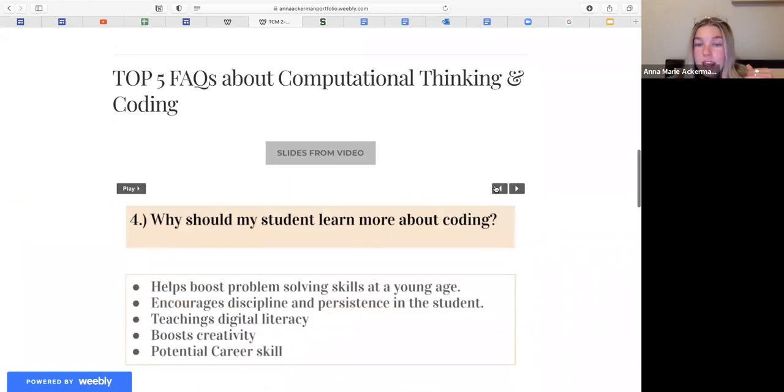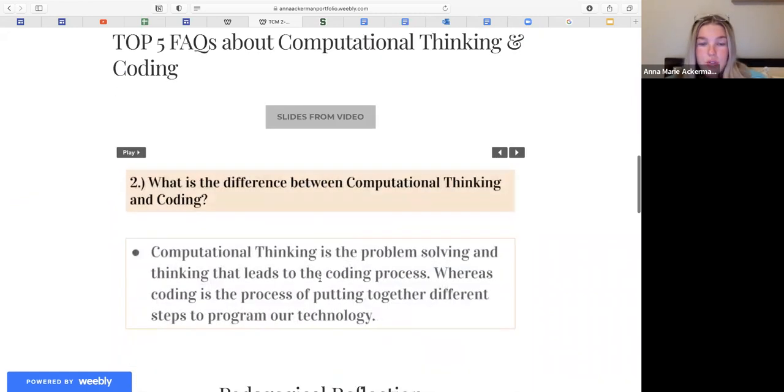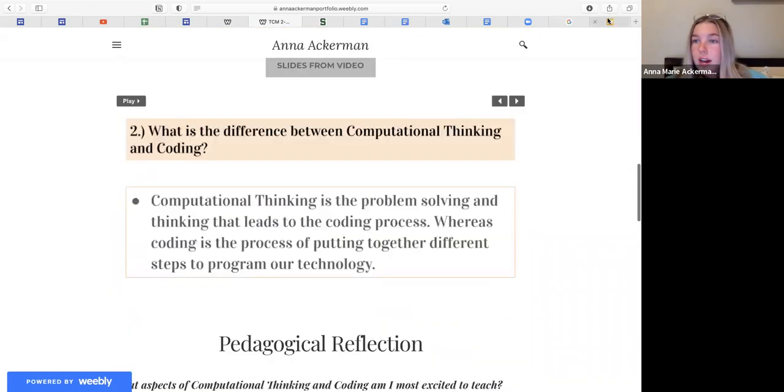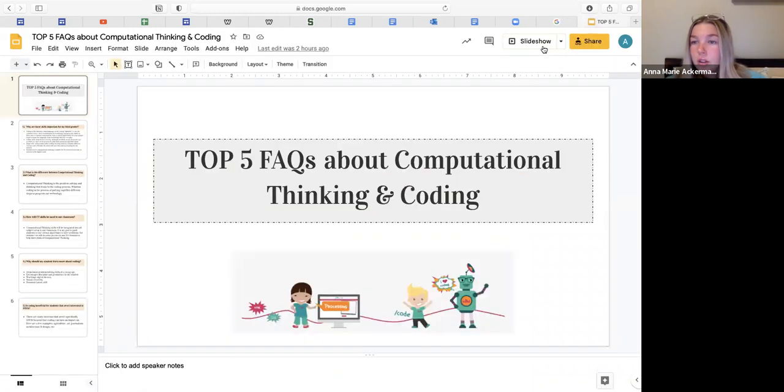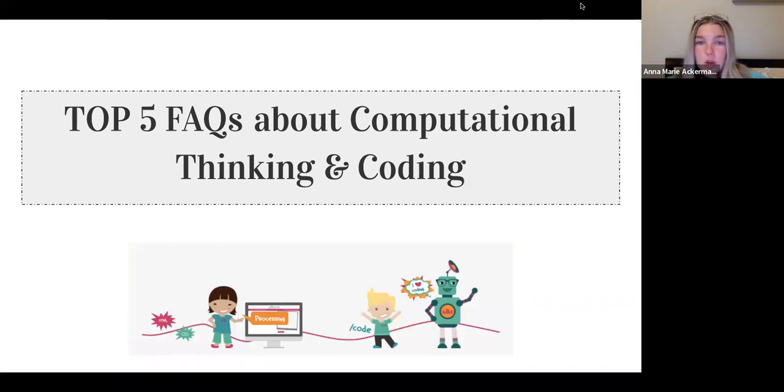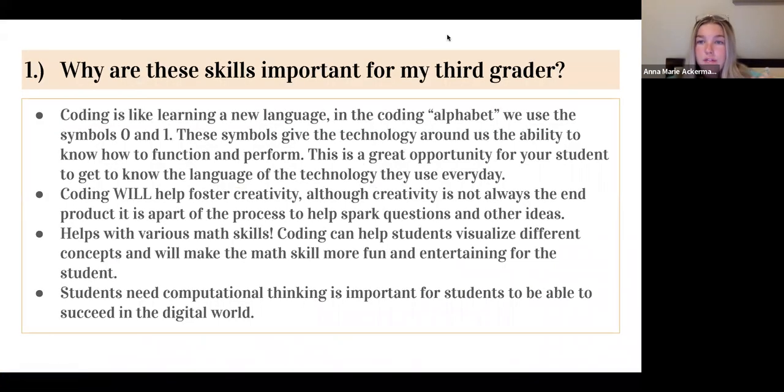So I have uploaded my slideshow here for you that you can go back and look on, but I will pull it up on Google Slides here and share it with you. So we have the top FAQs about computational thinking and coding. First one, I'll make my person smaller so you can see. Why are these skills important for my third grader?